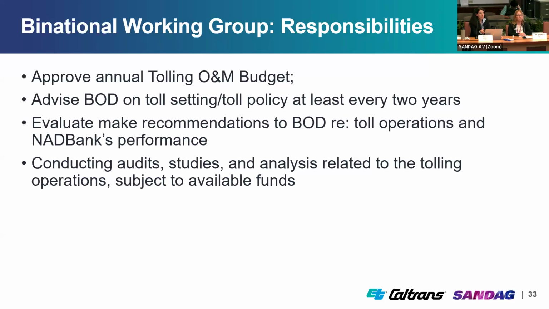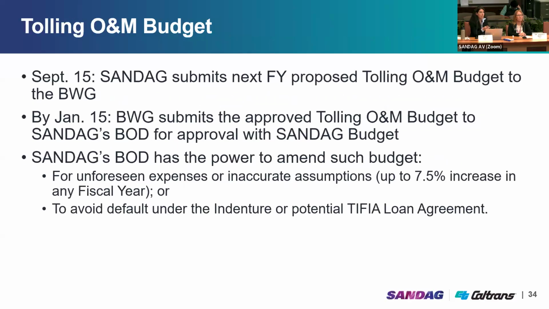The BWG's responsibilities: they approve the tolling O&M budget. They advise the board on toll setting and toll policy. That needs to happen at least every 2 years. They evaluate and make recommendations to the board on things like toll operations, NAB Bank's performance, and they can conduct audits. As noted, they do approve the tolling operation and maintenance expenses budget.